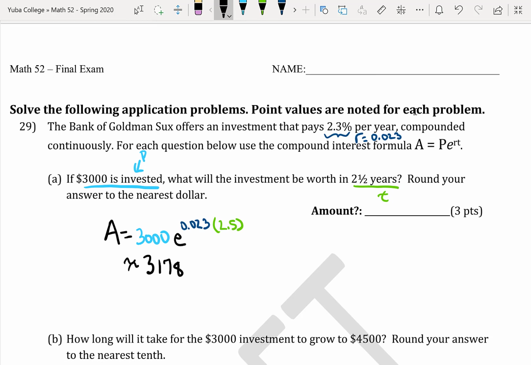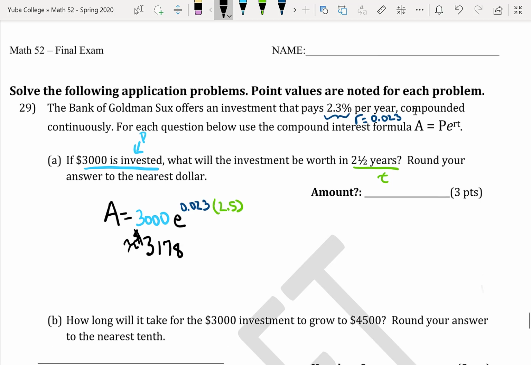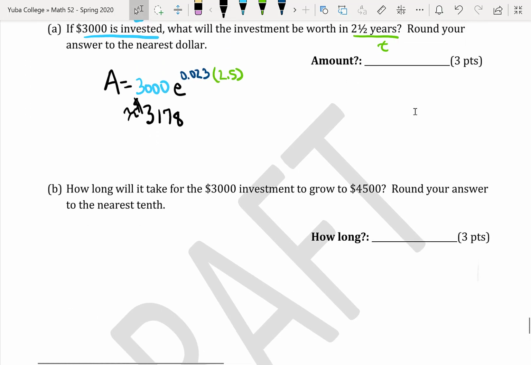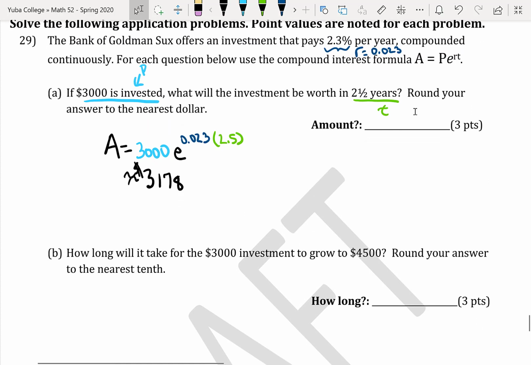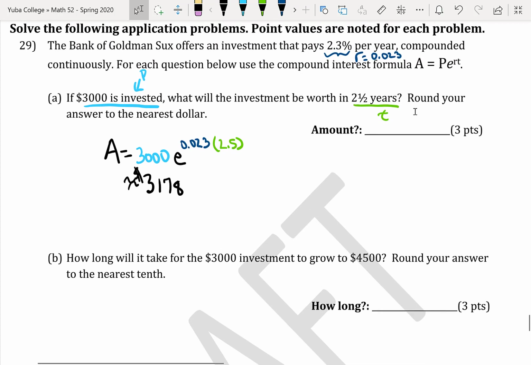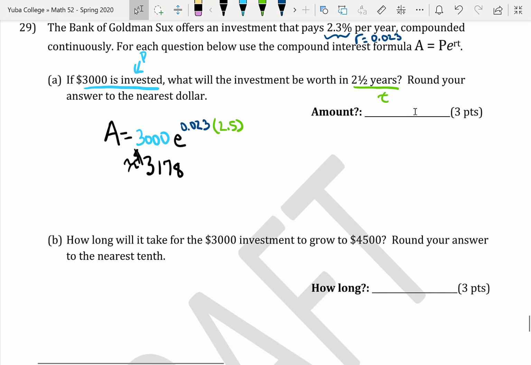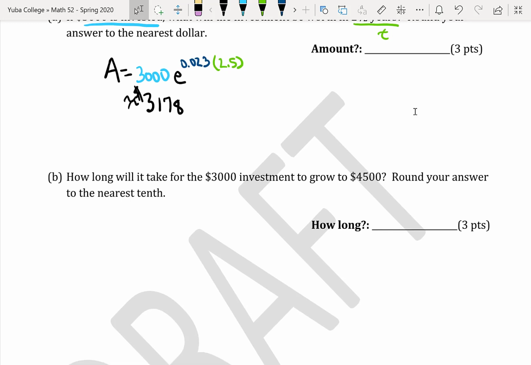And so this time we have the amount, we just don't have the time. And so almost the same equation, but this time the amount is 4,500. We want to know, when is this equal to 3,000 times E raised to our interest rate of 0.023t?